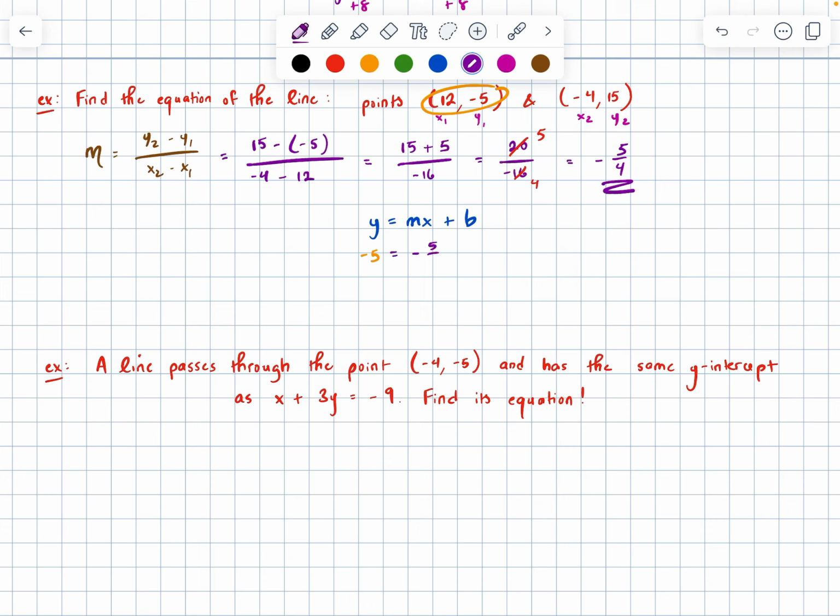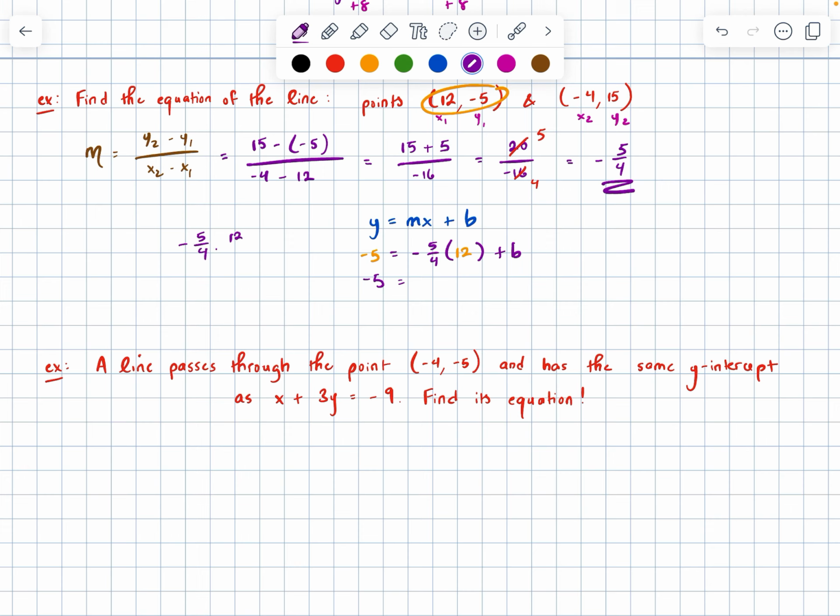we found is -5/4. X here is going to be 12. That's the x value of our coordinate here. And then all I've got to do is solve for b. So I've got -5 is equal to -5/4 times 12, right? Off to the side we can do this.